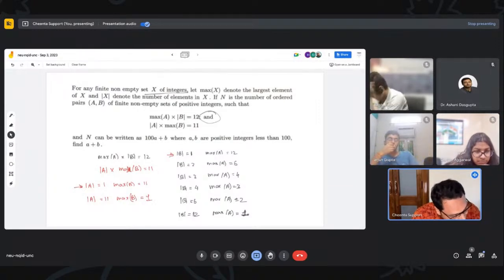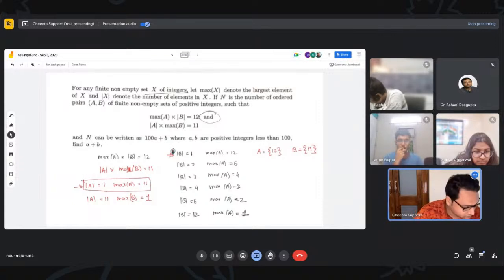This means A is equal to the set of 12 and B is equal to the set of 11. So you have this situation. So this is one case.